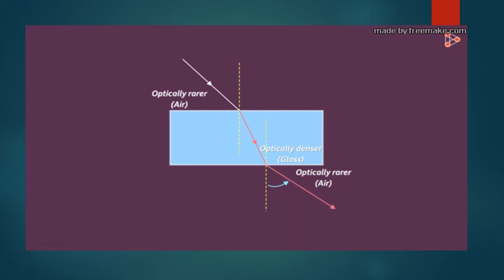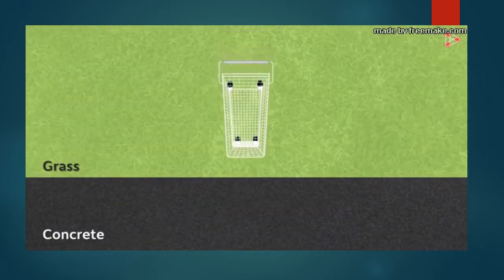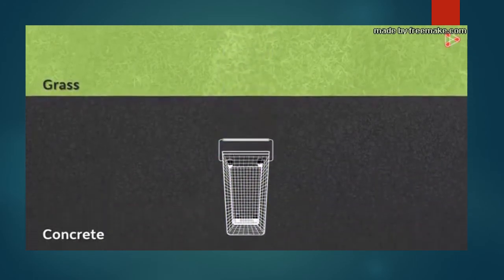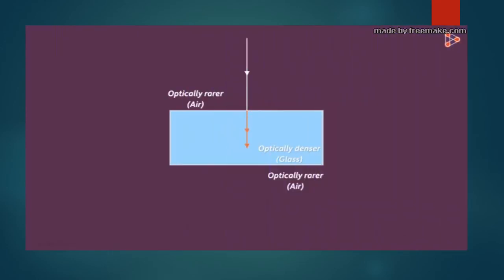One last question to which you will definitely know the answer. What if the cart is entering the concrete like this, perpendicular to the surface? Yes, its speed will increase, but its direction will not change. So if the light is entering an optically rarer medium in a perpendicular manner, then its speed will increase, but its direction will not change.